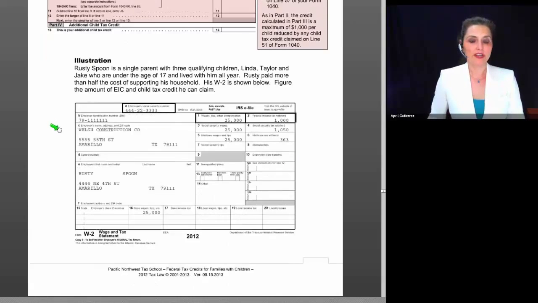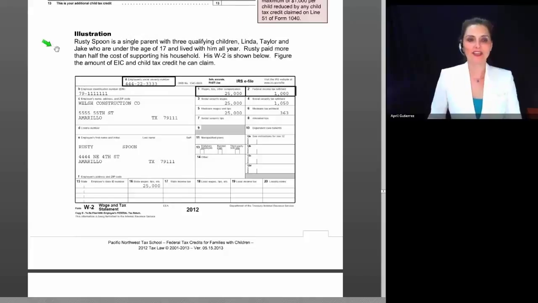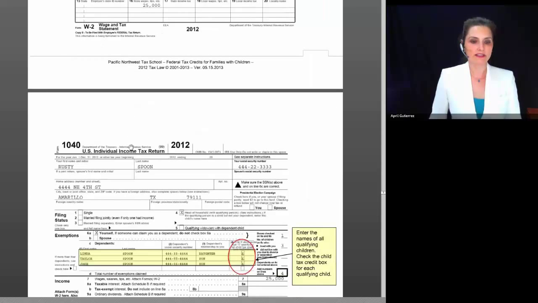I have an illustration here of a character named Rusty Spoon. He is a single parent with three qualifying children named Linda, Taylor, and Jake, who were all under age 17 and lived with him all year. Rusty paid more than half the cost of supporting his household. His W-2 is shown below. Figure the amount of EIC and child tax credit that he can claim. He has a $25,000 W-2, and let's move on to take a look at his 1040.